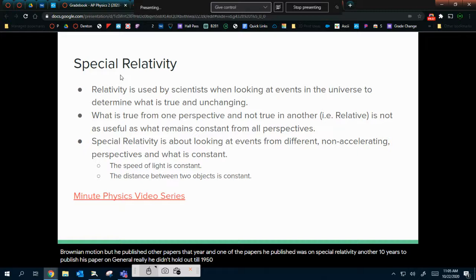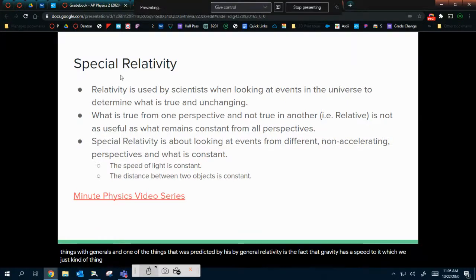1950. Now, basically, special relativity and general relativity are talking about the same thing, relativity. But special relativity is basically relativity, but no acceleration. And then it took him another 10 years to figure out how to deal with accelerating things with general relativity. And one of the things that was predicted by general relativity is the fact that gravity has a speed to it.